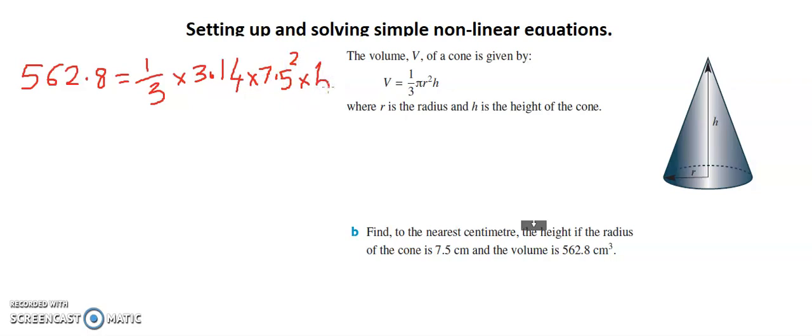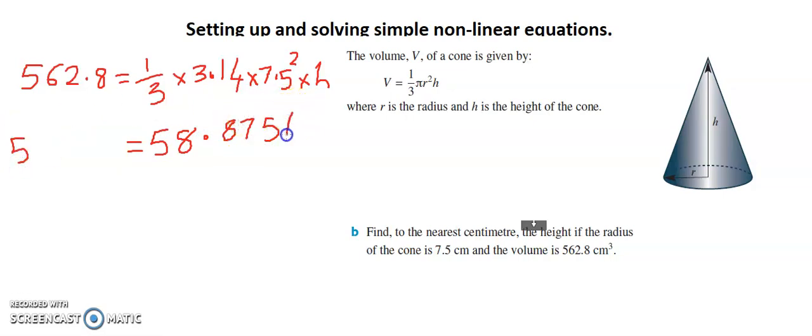Because we know everything but h on the right hand side, we can just put it into a calculator and solve it. 1/3 times 3.14 times 7.5 squared, and that is equal to 58.875.